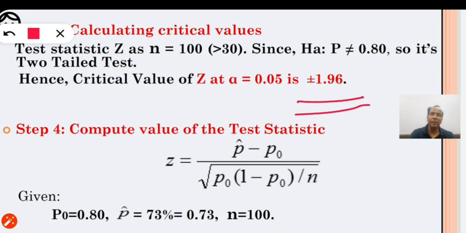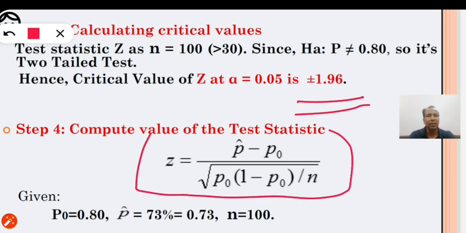Now we will be computing the test statistic as the formula goes. Z equals p hat minus p naught upon under root p naught (1 minus p naught) upon n. Given values are written over here. We can see p naught is 0.8, p hat is 73%, that is 0.73, n is 100.